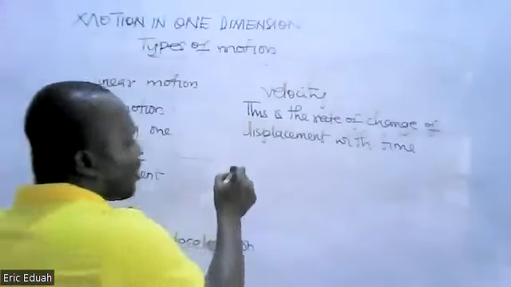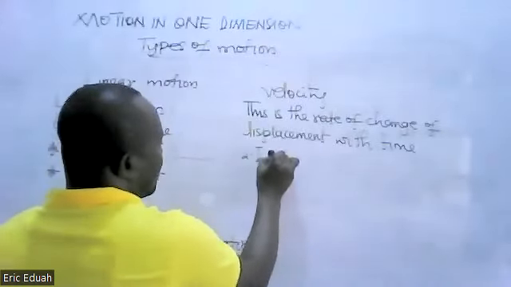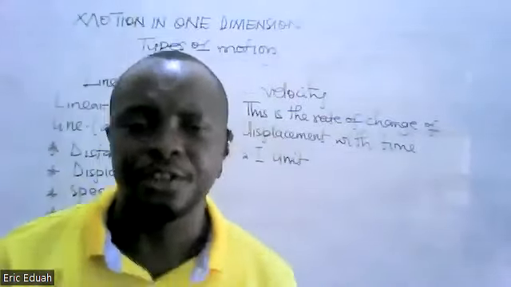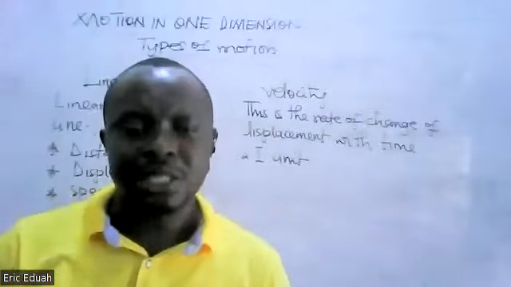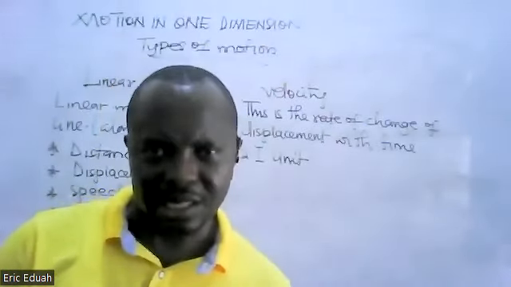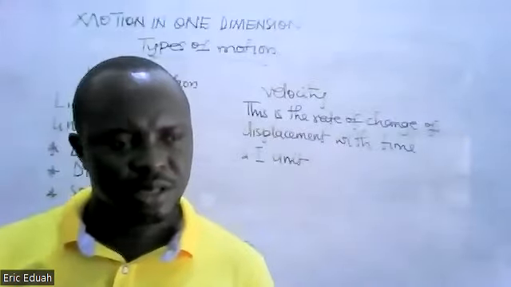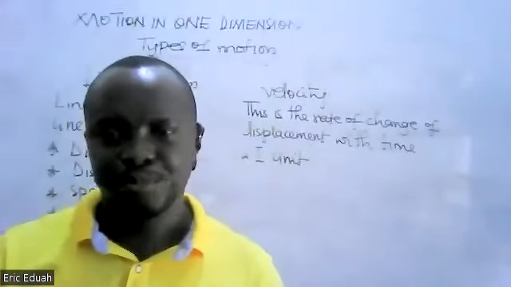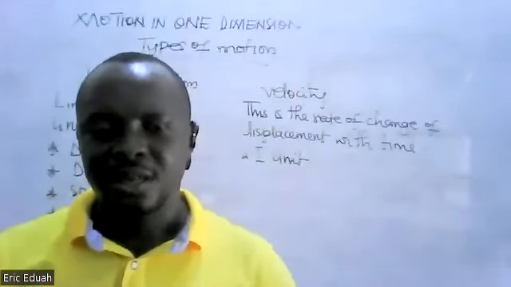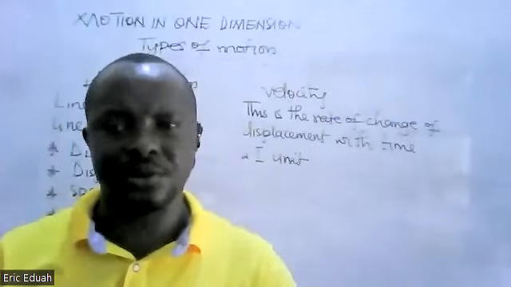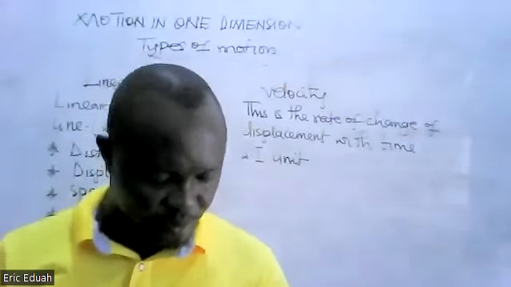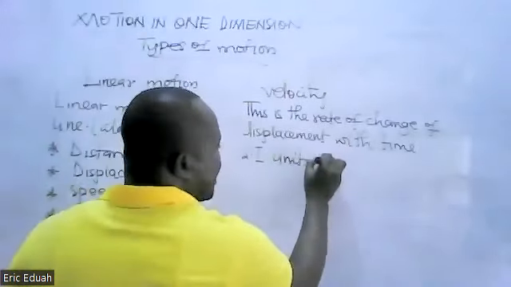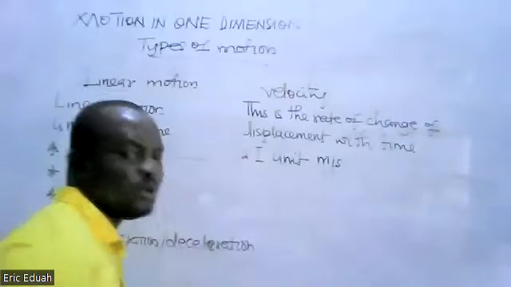Now the SI unit of displacement is the same as the SI unit of speed. So what is the SI unit of speed? Then we talk about the SI unit of velocity. What's the SI unit of speed, Bushra? Alexandra: meter per second. Good.